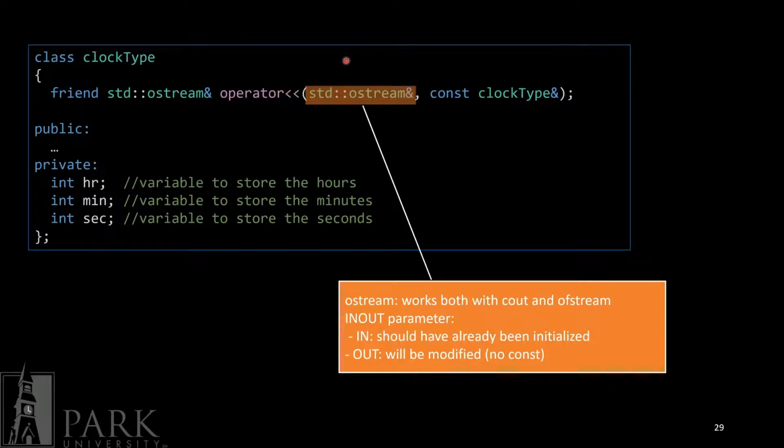So again, this is the stream that we're taking in, this is the stream that we're returning, and we're going to modify it with this clock type, but we're not going to modify clock type at all. We're just going to be printing it out to the output stream, so it's going to be const, which means we're not going to be modifying it.